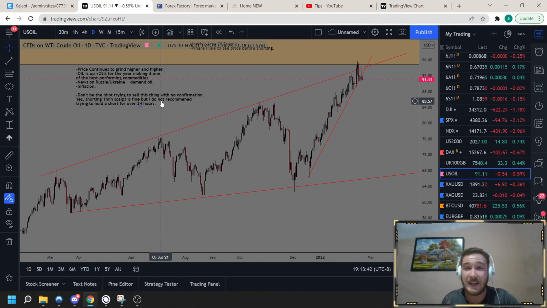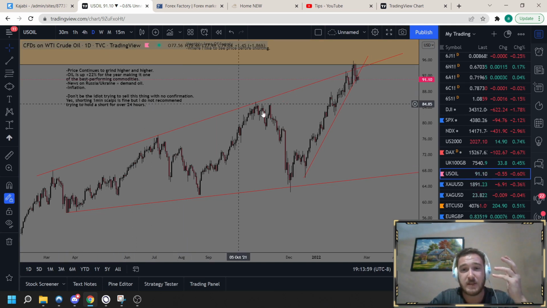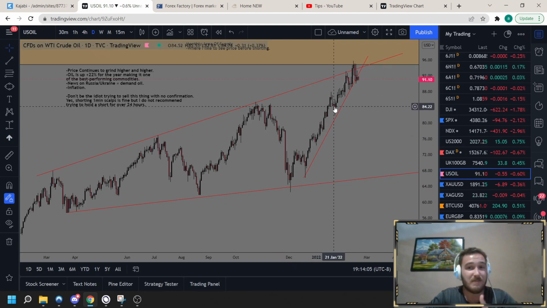Yes, it probably is overbought and is due for a correction. But what did I say here? Don't be the idiot trying to sell this thing with no confirmation. Yes, short term 1 minute scalps are fine, but I do not recommend trying to hold a short for more than 24 hours. Based off of the previous month, guys, we get non-stop price going up. Maybe we get a day or two of selling, right? Maybe you get a 1 minute scalp for an hour or two. That's perfect. That's what you want.